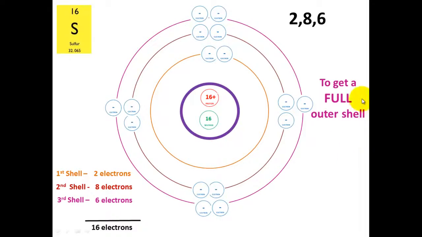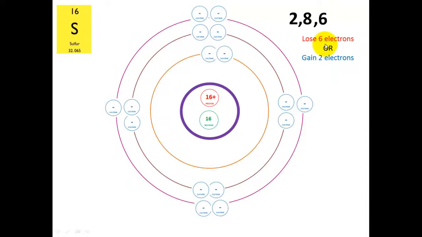So to get a full outer shell now, sulfur can do one of two things. It can either lose 6 electrons or it can gain 2 electrons. It's going to take the easy option, which is to gain 2 electrons.